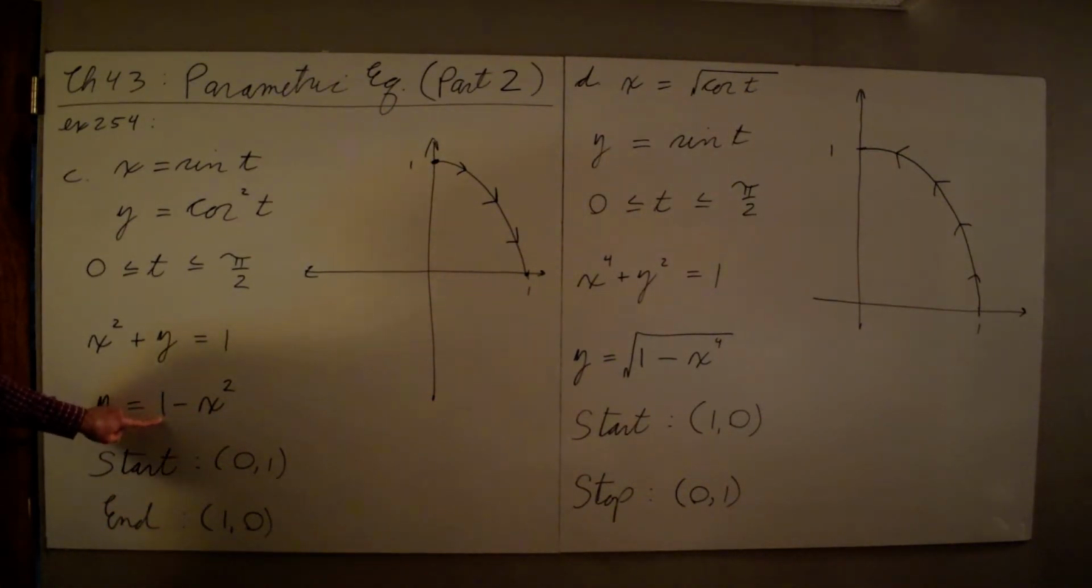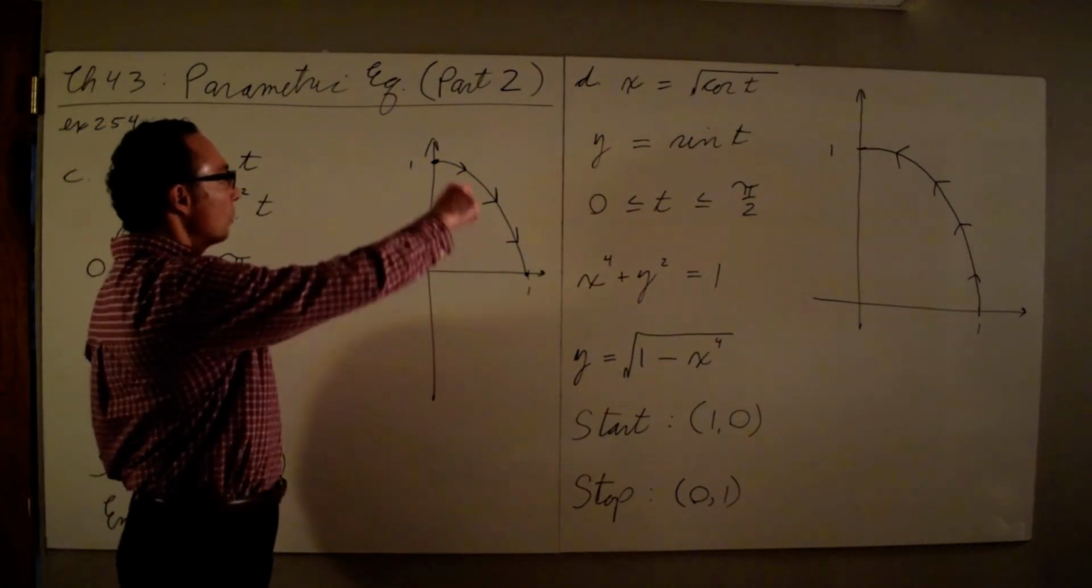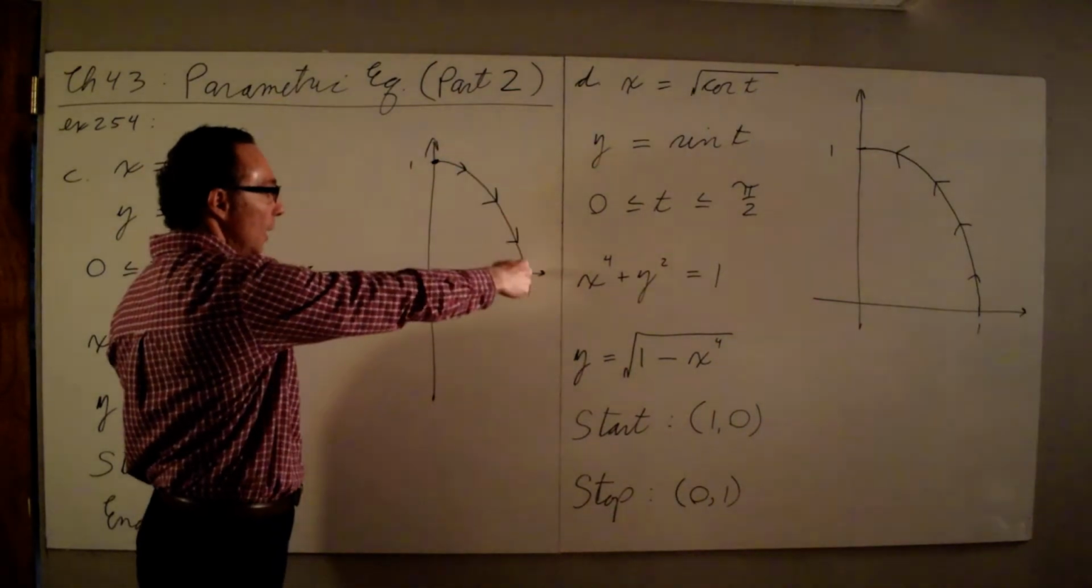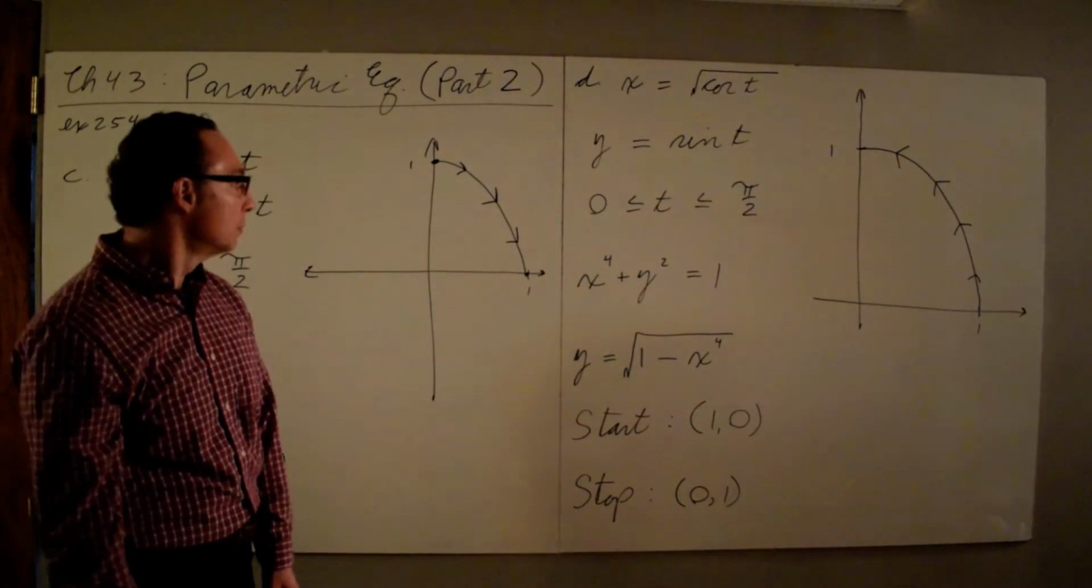Recognize this is just a parabola. So this is a parabola that opens down, negative x squared, it opens downward, adding 1 to it, so it will take the negative x squared and shift it up 1 unit. And so we have part of the parabola that starts at the point 0, 1 and ends at the point 1, 0.